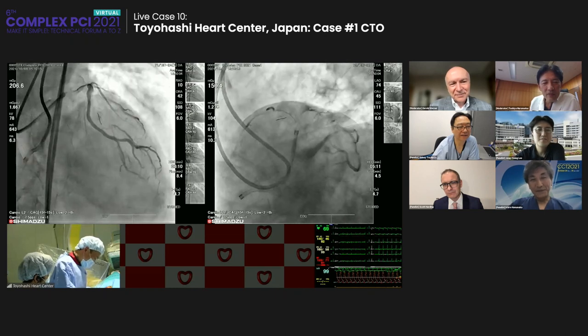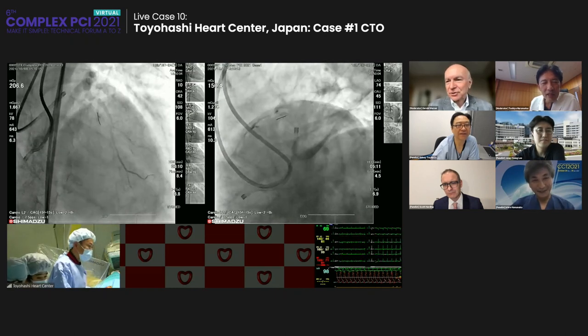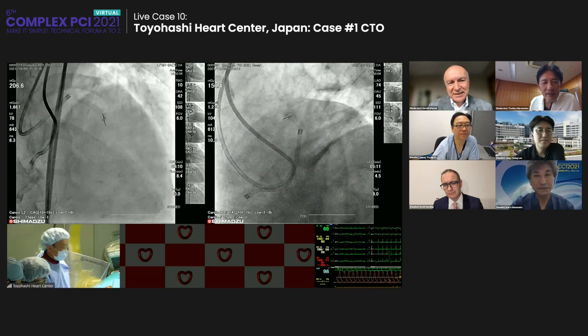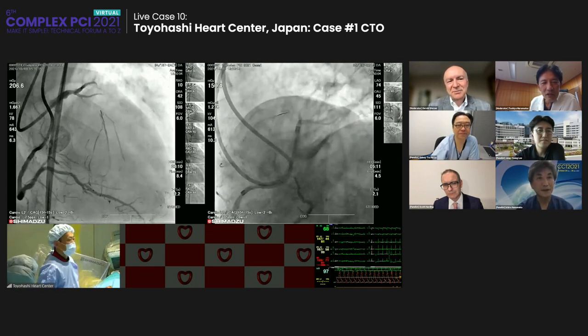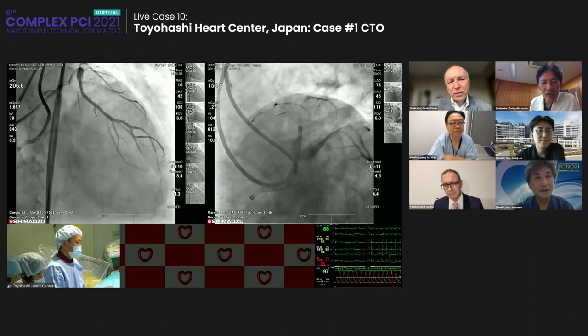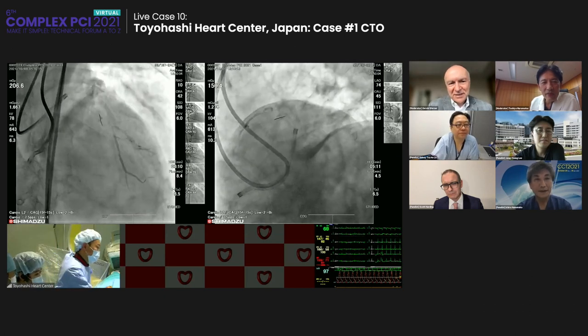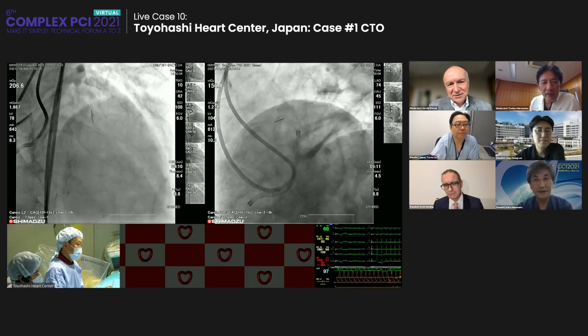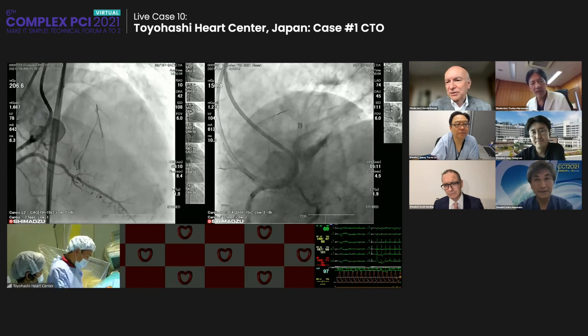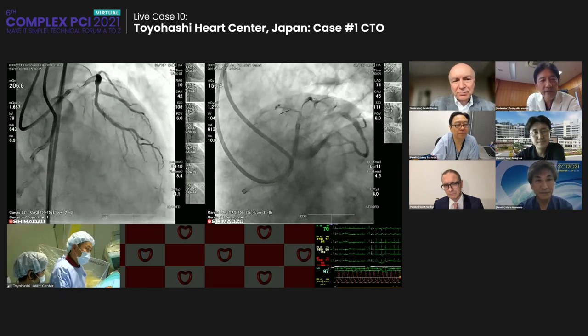But anyway, now let's approach the technique, because it's an interesting case. We have a stent, which sometimes makes it easier to navigate a wire, but not necessarily because of the distal deformation, and we have retrograde options. So, Sydney, how would you approach?